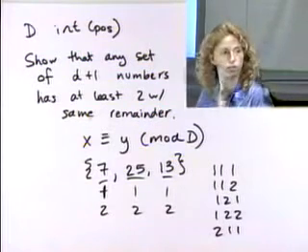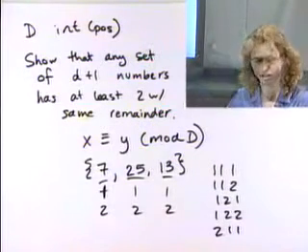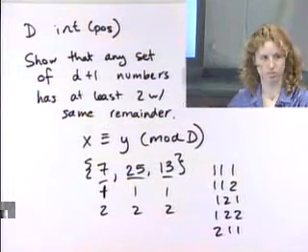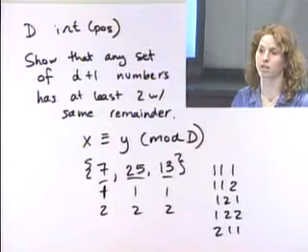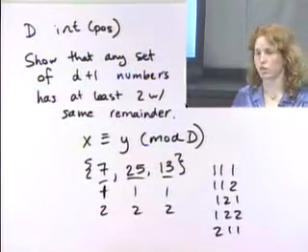Where did the 7, 25, and 13 come from? I didn't catch that. They're random numbers. It's a set of 3 numbers. This was an example. This is not a proof, right? It's an example. So let's do a proof.